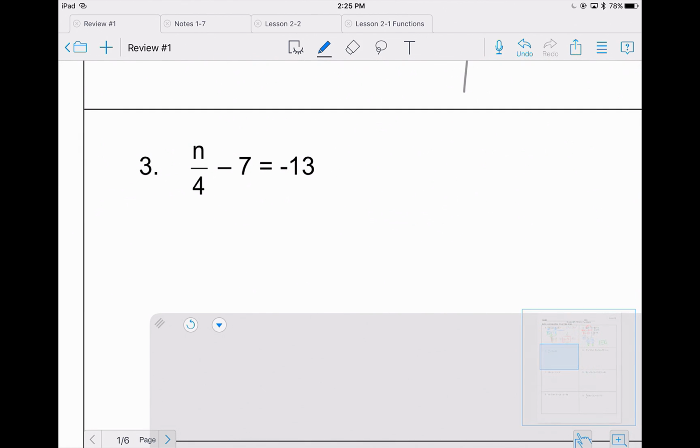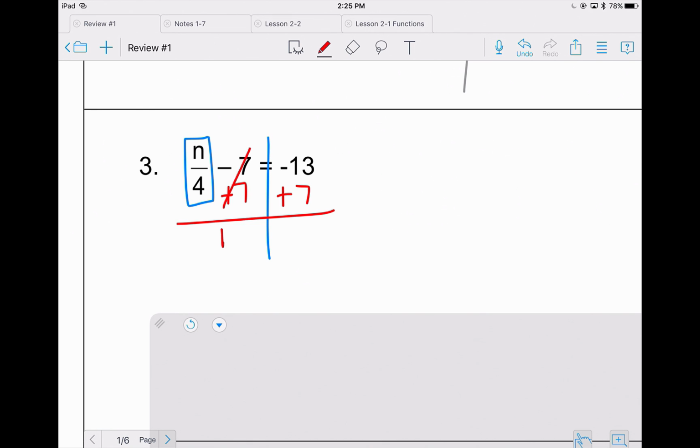For this problem, we don't have any parentheses, we don't have any like terms that we can combine, we don't have terms on both sides, so we start pretty far down that flow chart. We draw our line down the equal sign, box our term. This is n divided by 4 minus 7. So to get rid of that minus 7, I'm going to add 7 to both sides. So I'm left with n over 4 on the left side.